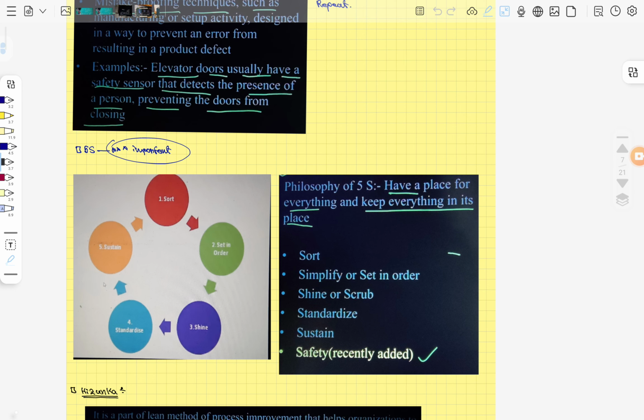Then there is Heijunka. It is a part of lean manufacturing improvement that helps an organization match unpredictable customer demand and patterns, eliminating manufacturing waste by leveling the type and quantity of the parts produced over a fixed period of time. Production leveling, smoothing.